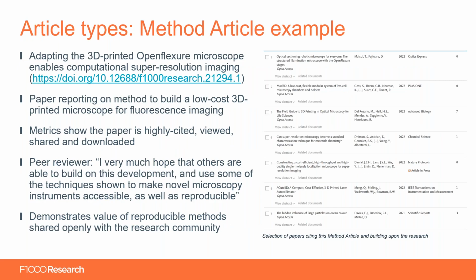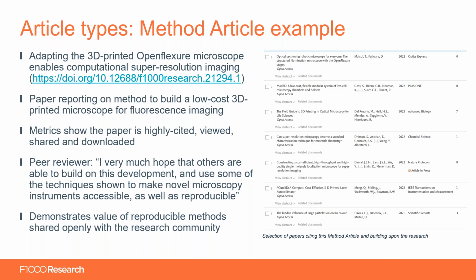So I've picked out a really nice example to highlight this of an impactful method article published on F1000 Research a couple of years ago. This paper reports on a method for building a low-cost 3D printed microscope for the purpose of fluorescence imaging. All aspects of the work, including the software used, algorithms and schematics, are freely available and open access. You can see all this information broken down in the comprehensive data availability statement that the authors have provided, which even includes the open source hardware design of that 3D printable microscope.